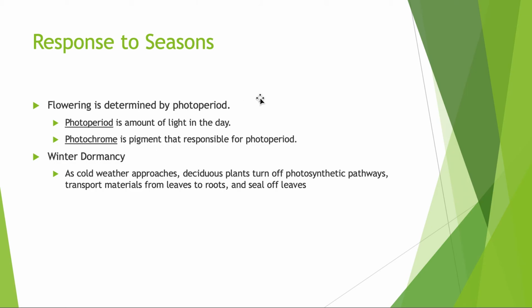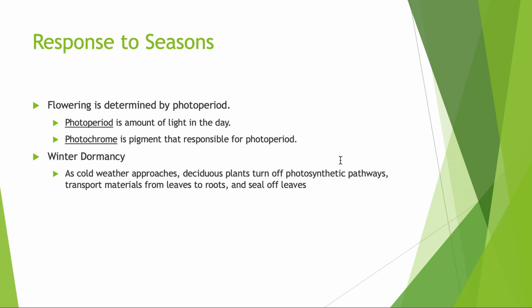Dormancy, especially when we're talking about angiosperms, where you have perennials and biennials, and parts where these life cycles are longer than just a year, where you don't have to continue to replace them every year. They go into this dormant phase where they're actually not dead, they're just not growing. So what happens here is as the cold weather approaches, deciduous plants, those that are going to lose their leaves, will turn off photosynthetic pathways.